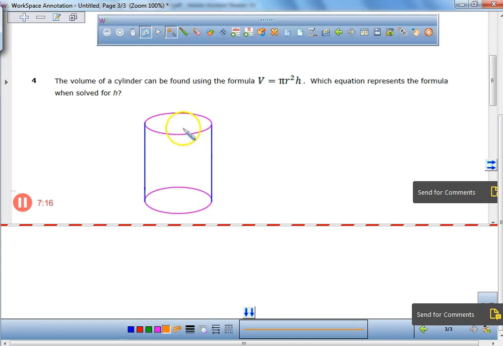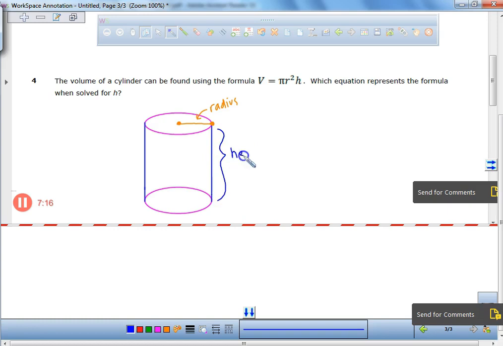Okay, so in a cylinder, we have this distance from the center of the circular base to the outermost point, and that part is called the radius. Then we have this length from here to here, we call that the height. And the volume of this cylinder, like if you were to fill it with water or whatever, volume is equal to pi times the radius squared times the height. Volume equals pi r squared h.